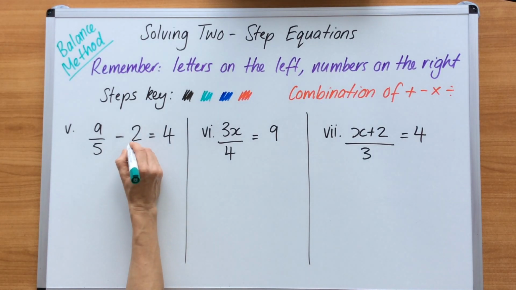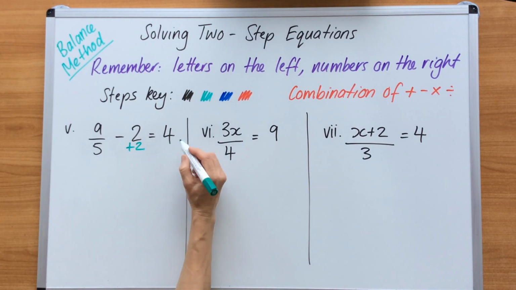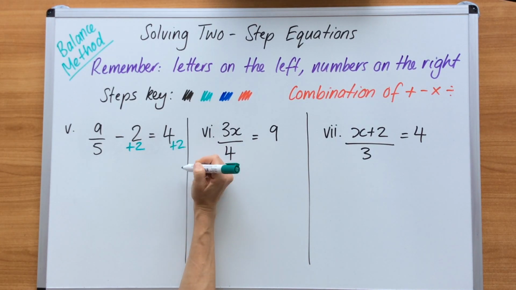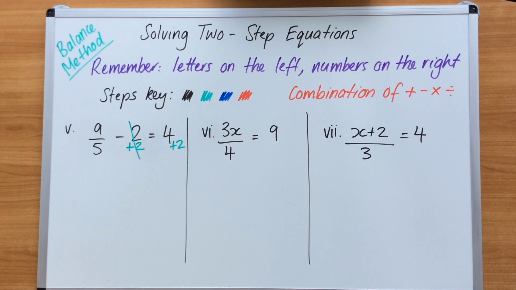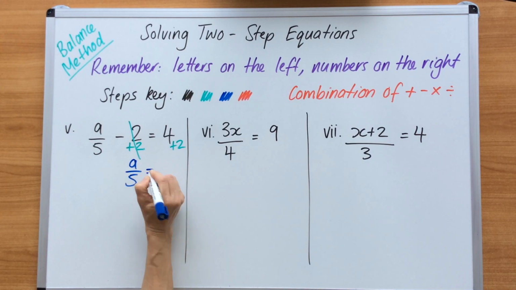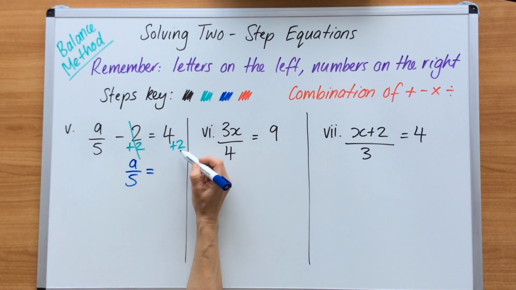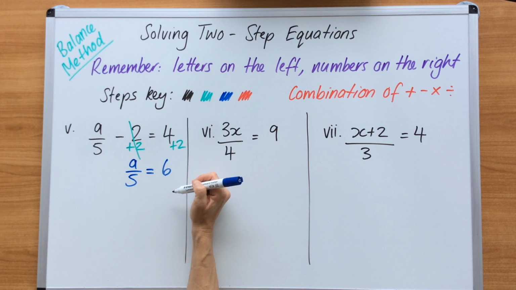So opposite of -2 is +2. What I do to one side, I must do to the other. -2 plus 2 cancels out to 0. So I drop down the a divided by 5 equals, and I solve this. 4 plus 2 equals 6.